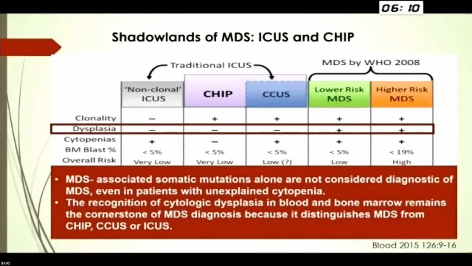Thus, presence of any of these MDS-associated somatic mutations alone is not considered diagnostic of MDS, even if they are present in a patient with persistent or unexplained cytopenias. So it is now known that there are patients with cytopenias who may or may not have these clonal mutations. So that is known as idiopathic cytopenia of undetermined significance or clonal cytopenia of undetermined significance. But it is only the recognition of cytological dysplasia based on morphological examination, which remains the cornerstone for identification of MDS and to differentiate MDS from these relatively benign conditions like CHIP, CCUS, or ICUS.